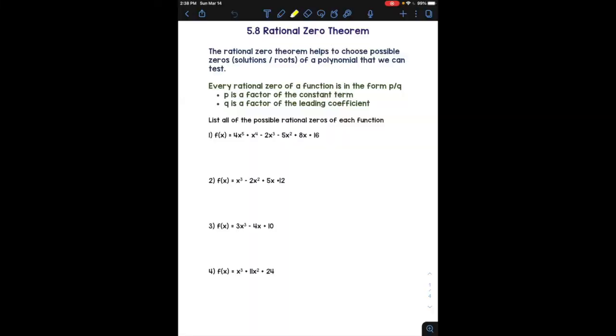Hi guys, today's lesson is on section 5.8, the rational zero theorem. The rational zero theorem helps to choose possible zeros, which are another word for solutions or roots of a polynomial, that we could test to then find other solutions or zeros of the polynomial.